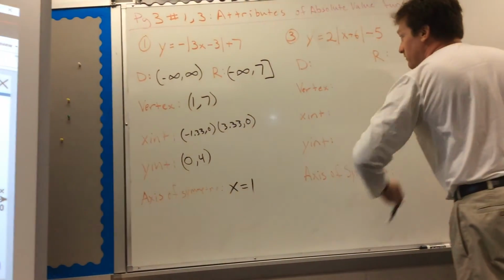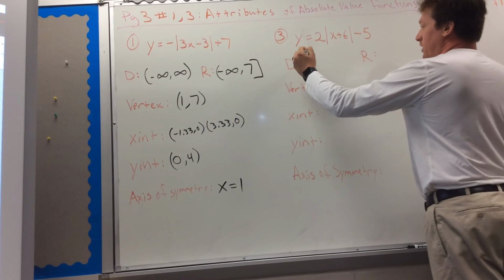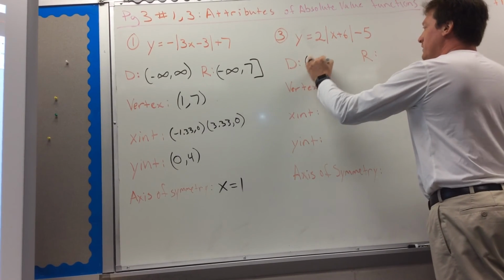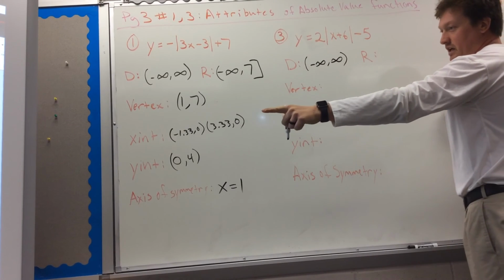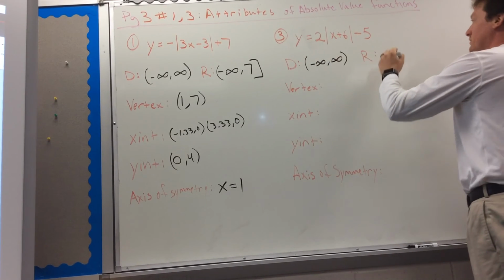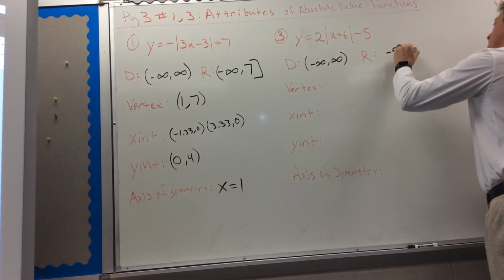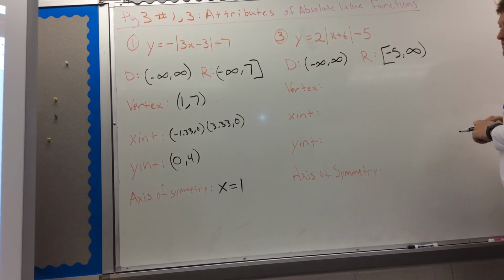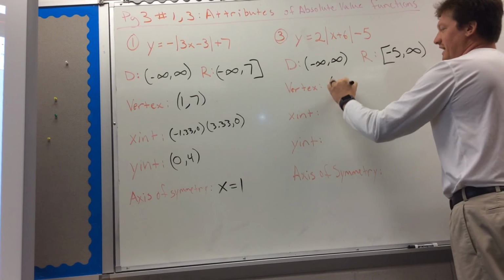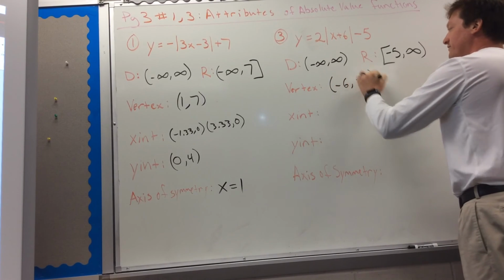Again, the domain for all these graphs is going to be all real numbers. So from negative infinity to positive infinity. The range starts from the bottom at negative 5 and goes up forever. So we're going to start at negative 5 and go up to positive infinity. The negative 5 gets a bracket. The vertex, negative 6, negative 5.